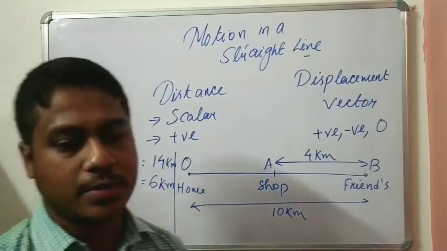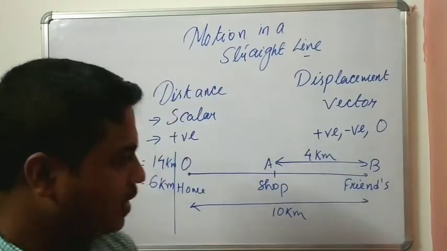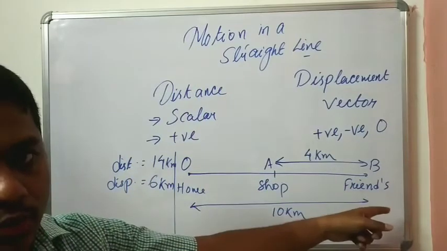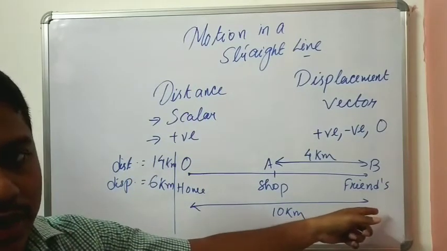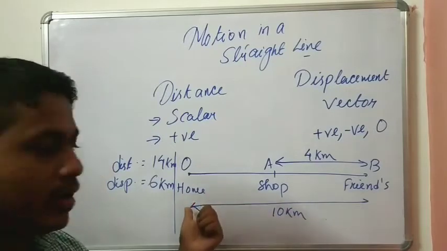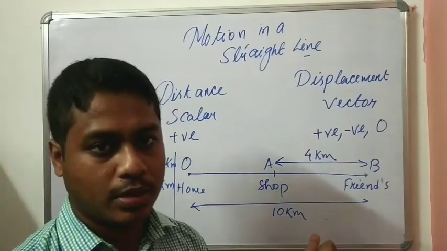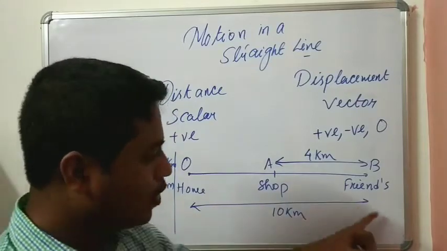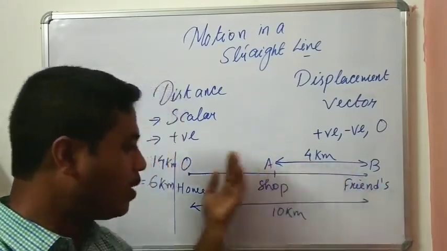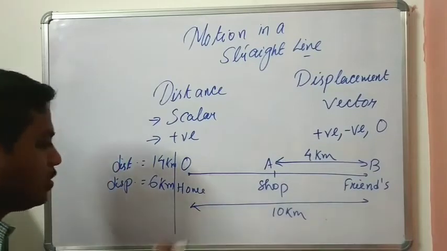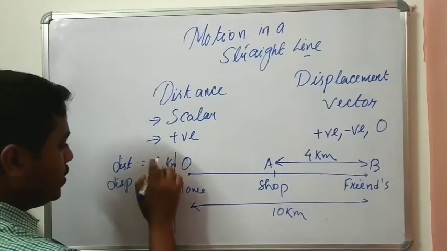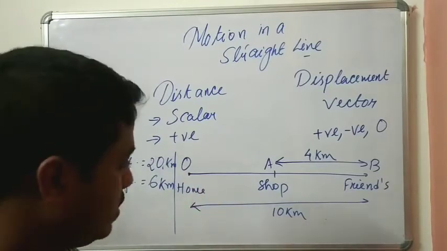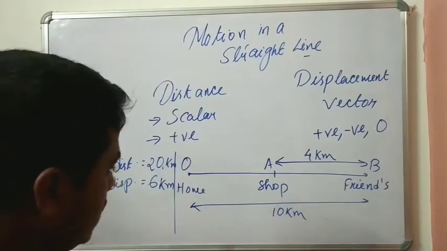Now the third situation. The third situation is that you went from your home to your friend's home, then you returned back and you came back home. Okay, now what will be its distance? You have moved forward 10 kilometer and you have moved backward again 10 kilometer. So 10 plus 10 will be equal to 20 kilometer. That is the distance.